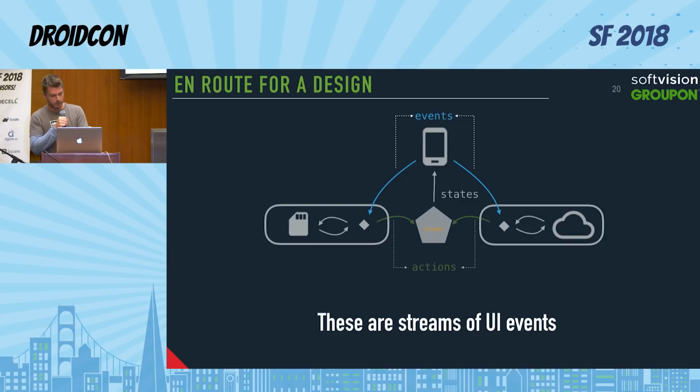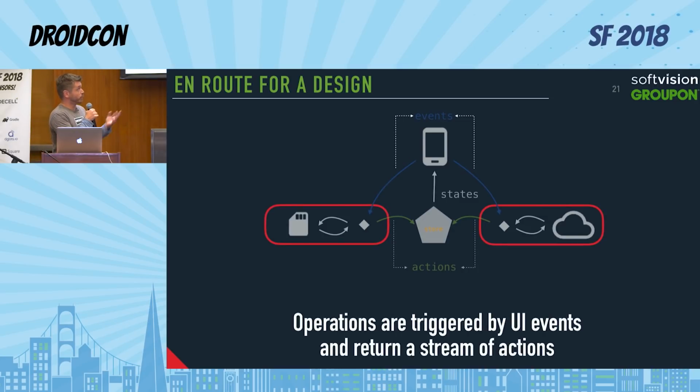These events are going to trigger operations in the red squares, red rounded squares. In Grox, we call such operations commands, because we like to redefine everything. Otherwise, we cannot give talks to droidcon. So, commands are triggered by UI events, and they will return a stream of actions directed to the store.